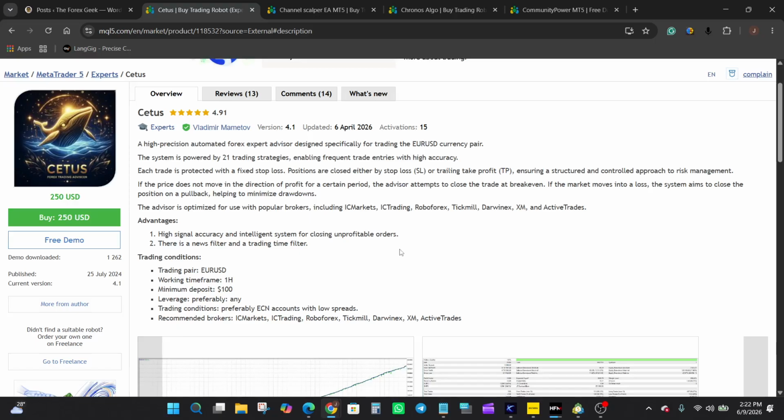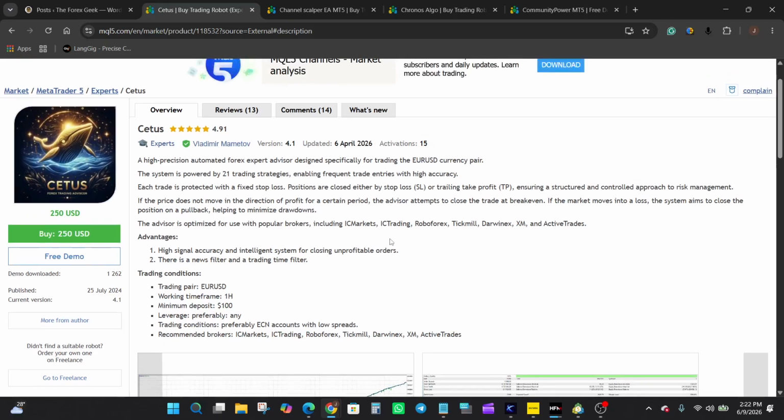Now, one thing that I like to point out is platform compatibility. In the information that I have on the screen, it is clearly listed as an MT5 expert advisor, and there seems to be no MT4 version. All right, so anyone who wants to make use of this EA will need to have the MetaTrader 5 platform.